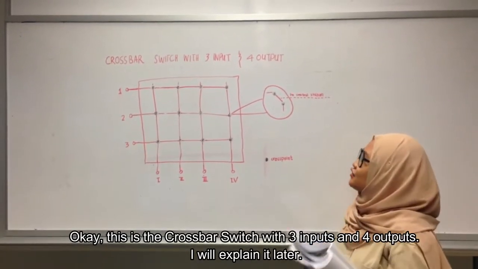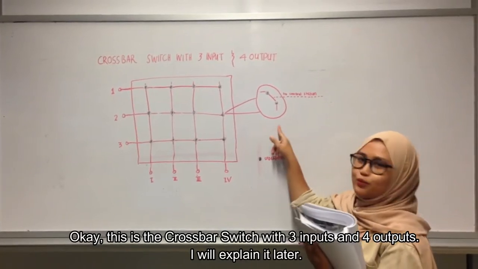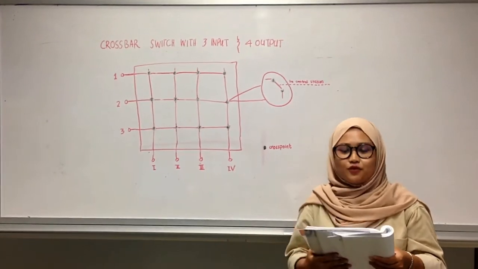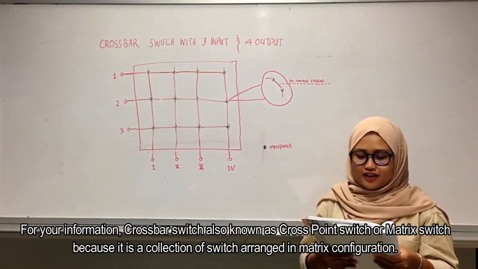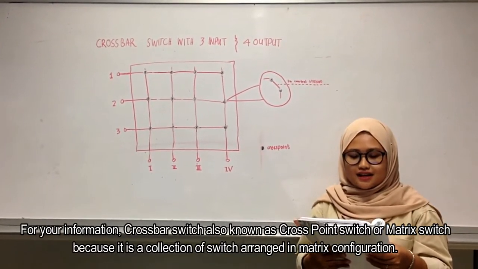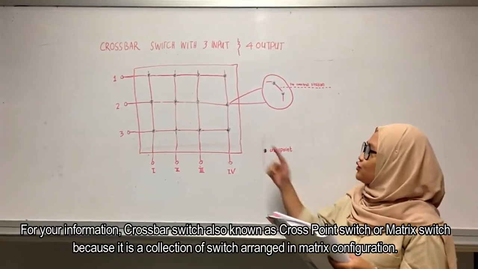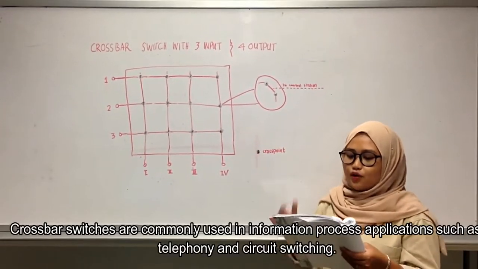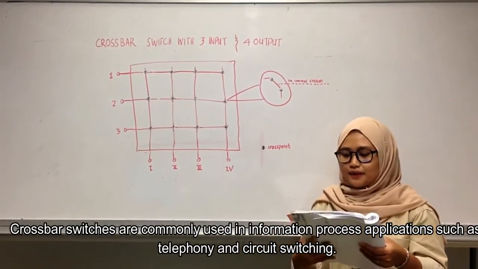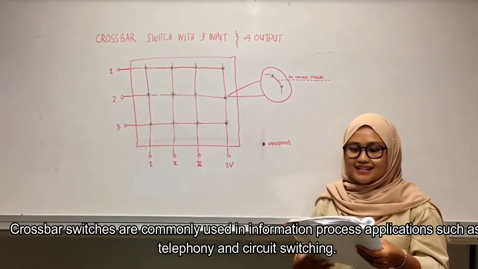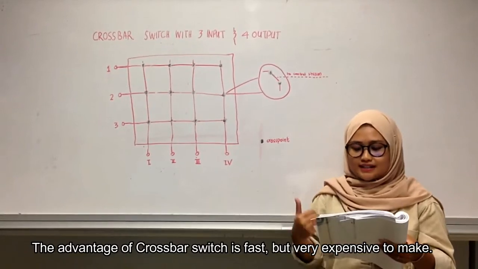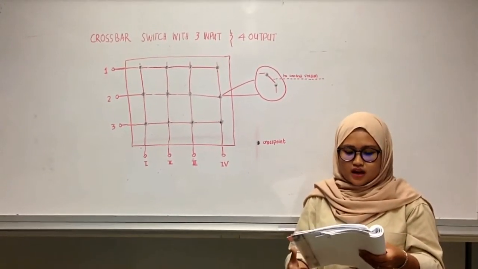Okay, this is the crossbar switch with 3 inputs and 4 outputs. I will explain it later. For your information, a crossbar switch is also known as a cross point switch or matrix switch because it is a collection of switches arranged in a matrix configuration. Crossbar switches are commonly used in information processing applications such as telephony and circuit switching. The advantage of the crossbar switch is that it is fast, but very expensive to make.